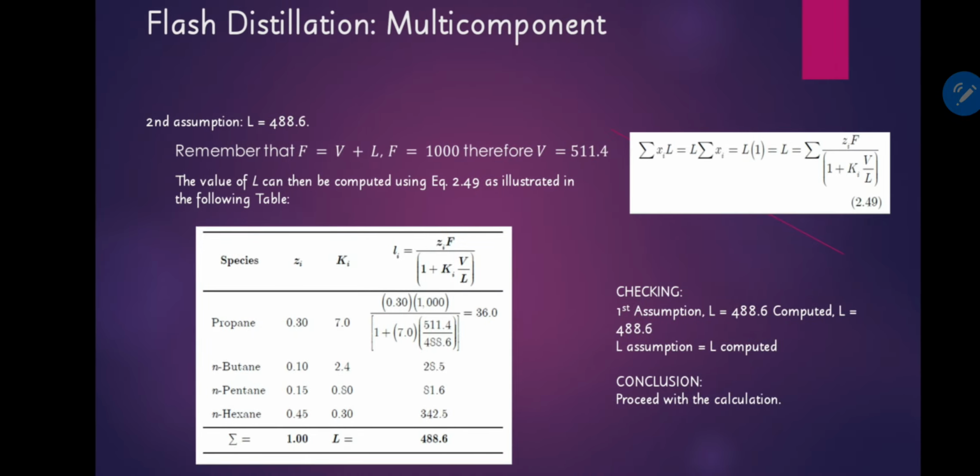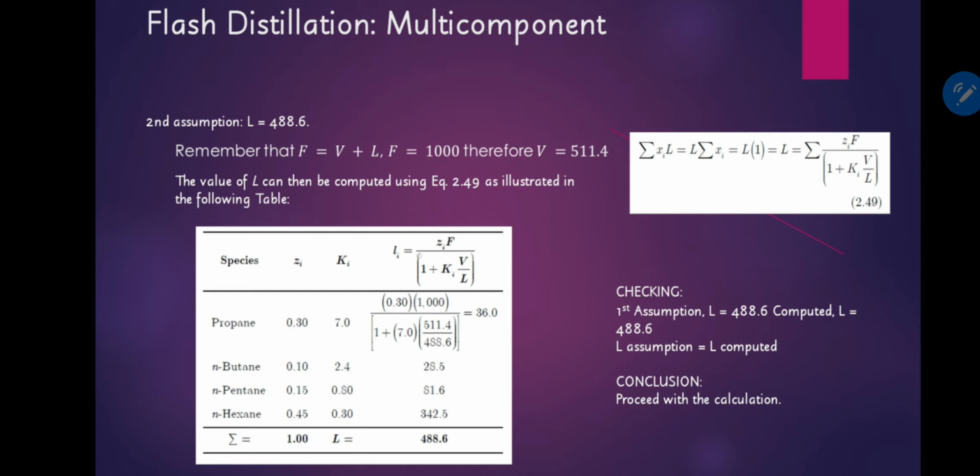Okay, second assumption, let's say that L is equal to 488.6. If we know that L is equal to 488.6, what would be the value for V? That would be 511.4. So again, we have here the composition of the feed. This is the value of K. Walang magbabago diyan, okay? Because temperature and pressure did not change, that's why K will not change.